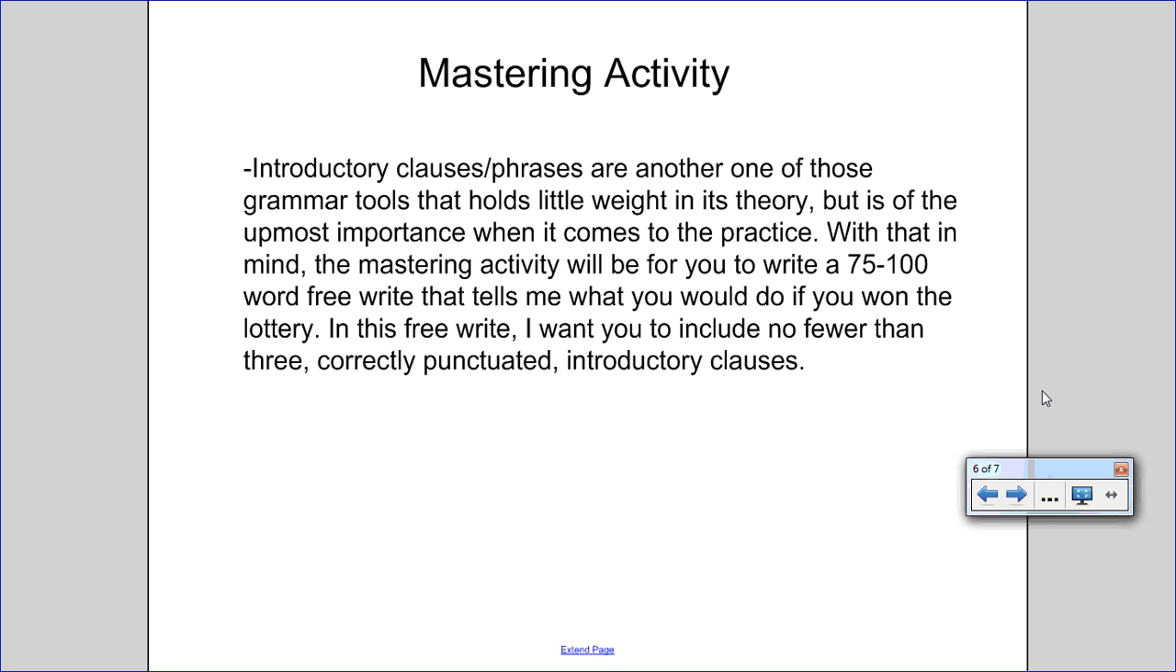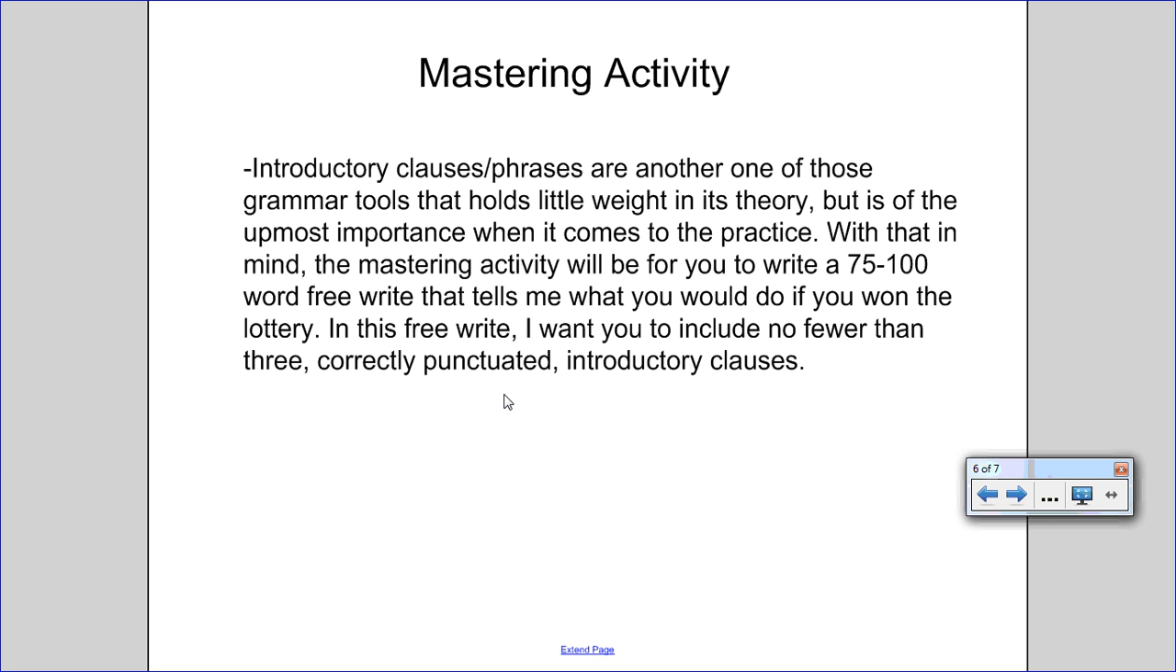So with that being said, for this mastering activity, you're going to write 75 to 100 words, a free write activity telling me if I won the lottery, this is what I would do with it. Now, in the free write, I want you to include no fewer than 3 correctly punctuated introductory clauses. And the correctly punctuated part should be pretty simple because anytime you have an introductory clause, it is going to be followed by a comma. So that is how you're going to correctly punctuate those introductory clauses.